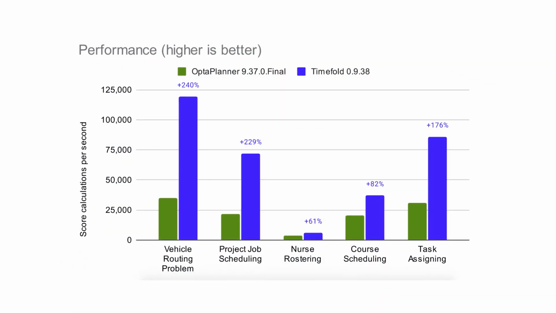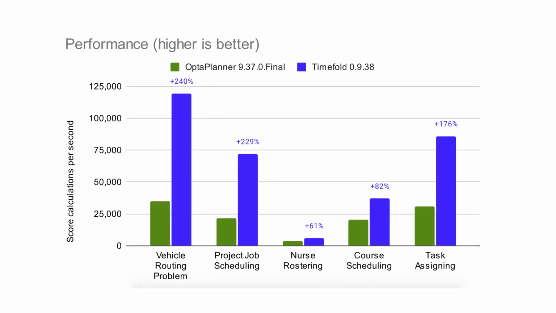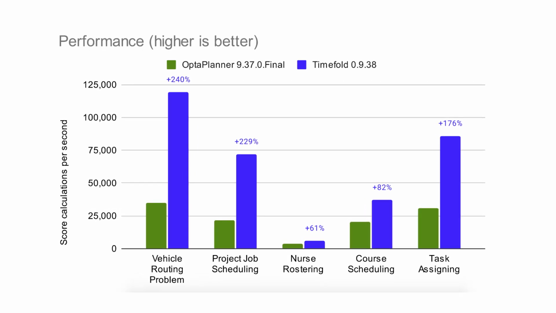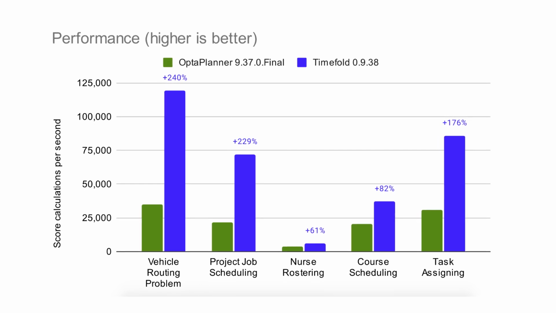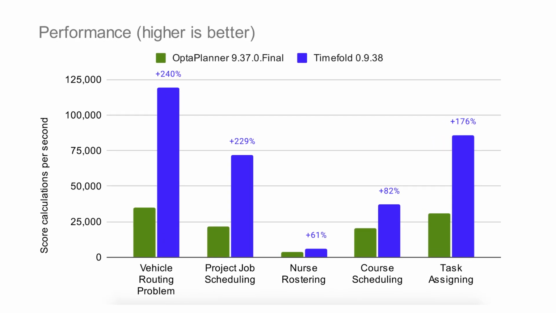Now it does depend on your use case. For example, in the vehicle routing problem, we see a speed improvement of 240%. While in other cases, such as nurse rostering, we only see a 60% improvement. So your mileage may vary, but you will always see a speed improvement with Timefold.